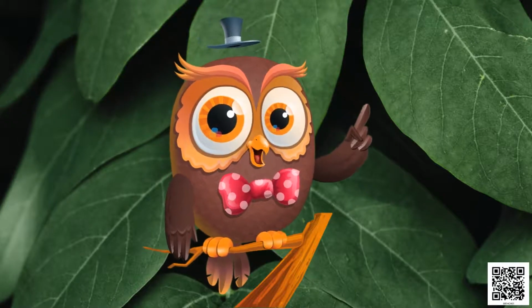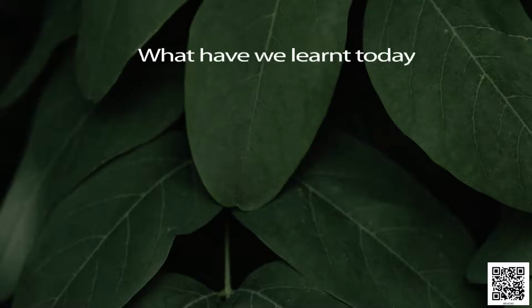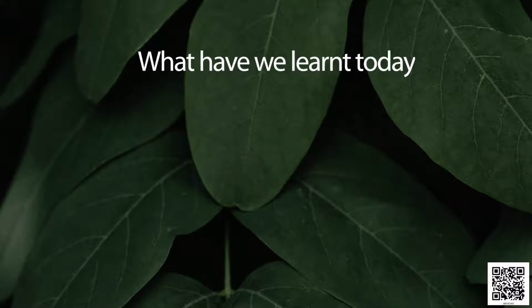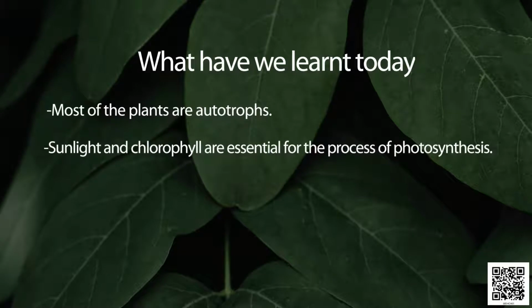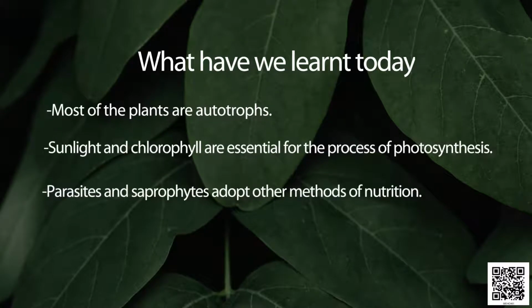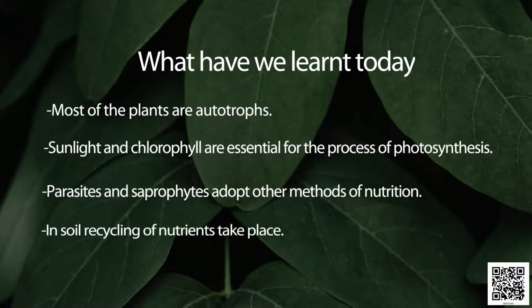Children, now let us see again what we have learnt today. Most of the plants are autotrophs. Sunlight and chlorophyll are essential for the process of photosynthesis. Parasites and saprophytes adopt other methods of nutrition. In soil, recycling of nutrients takes place.